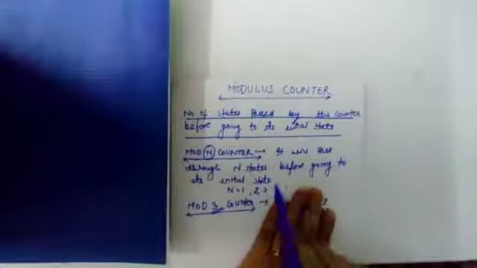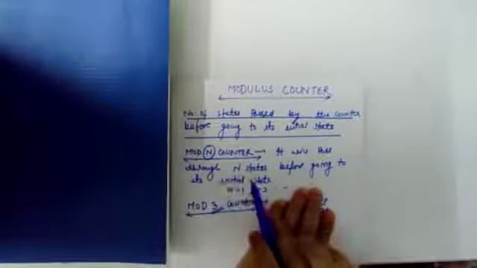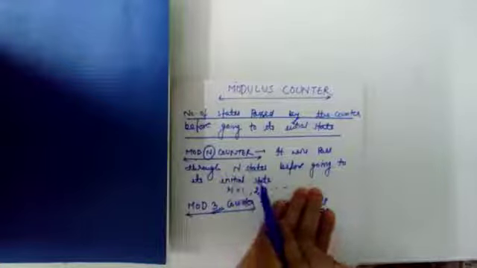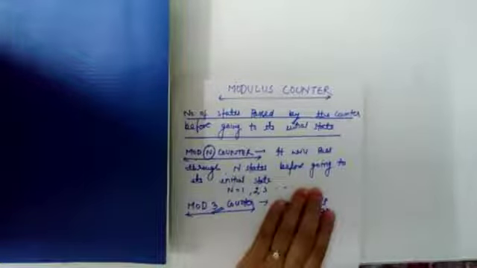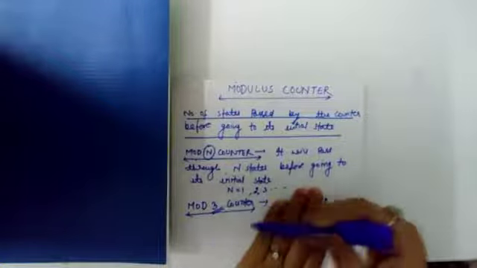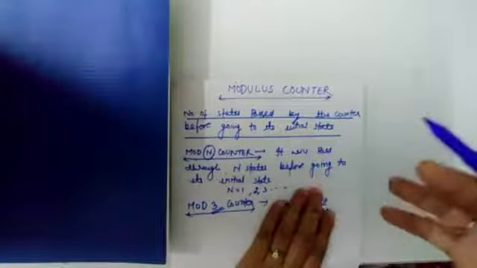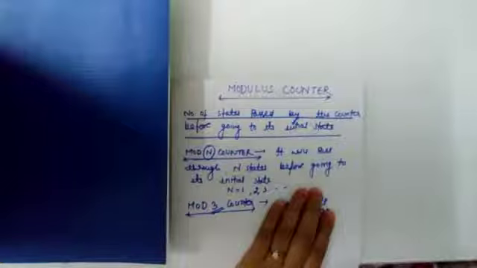So what do you mean by mod n counter? It means it will pass through n states before going to its initial state. N may be any number, 1, 2, 3 and so on, whatever you want, any decimal number. So for example, we can design mod 3 counter, mod 4, mod 5, mod 10 counter. We can design the modulus of any number.